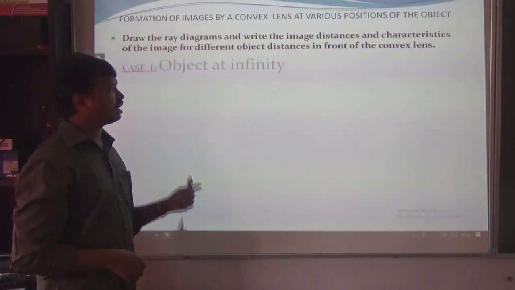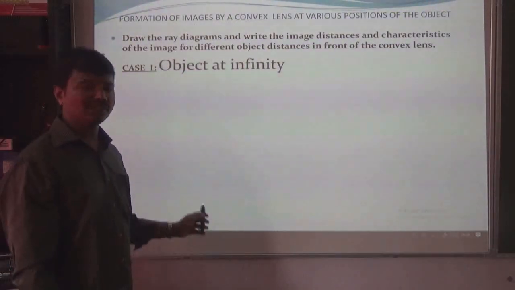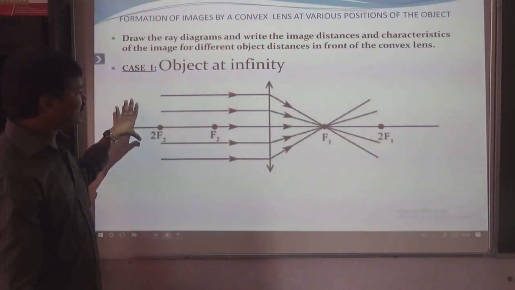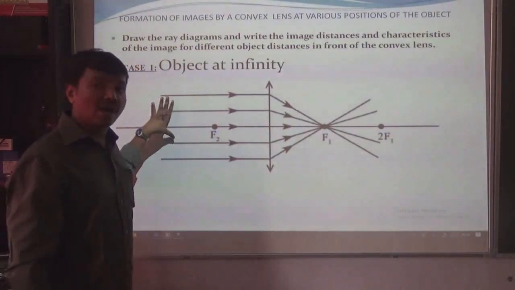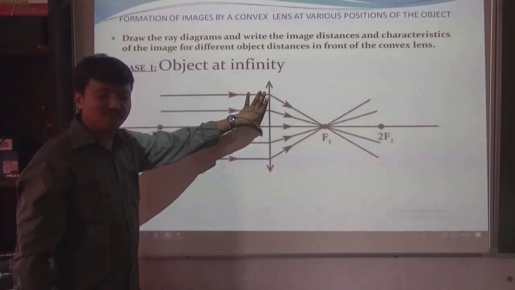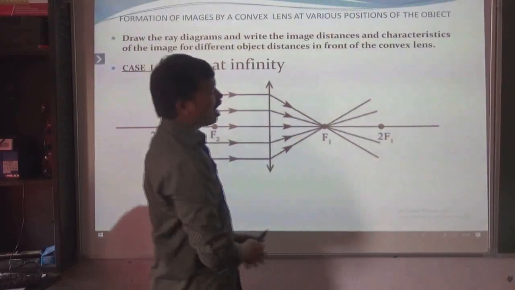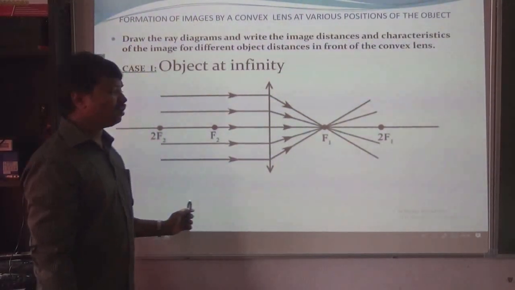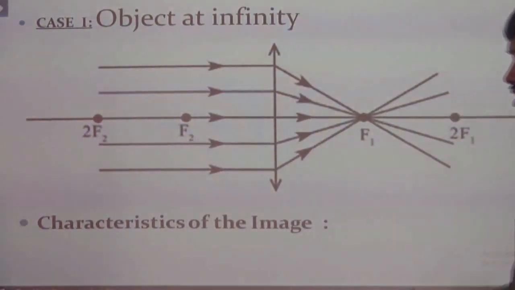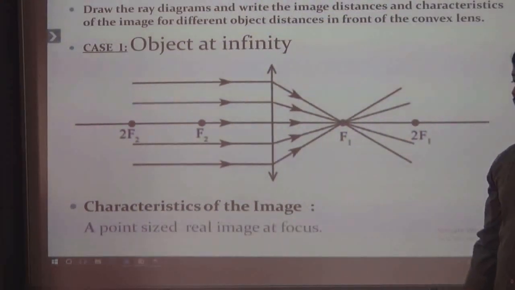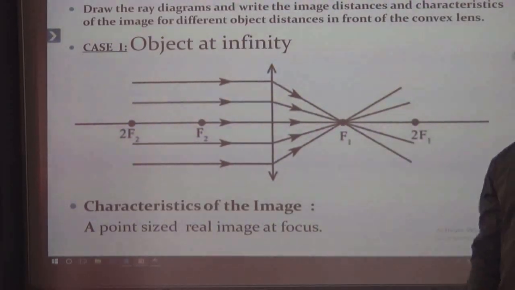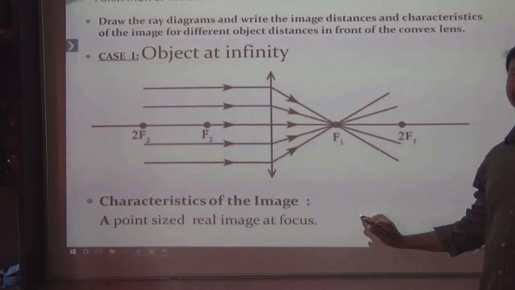Now, the first case, the object at infinity. What are the position and characteristics of the image? For an object at infinity, parallel light rays come from the object. After refraction, they meet at a point at the focus on the principal axis. The characteristics of the image are: a point size real image at the focus. This is most important, at focus.